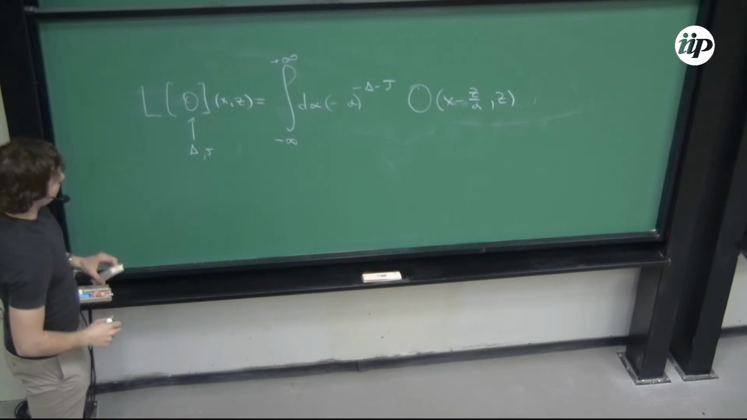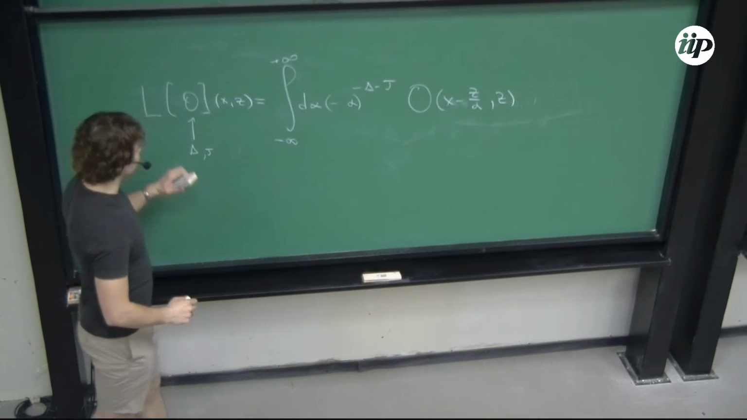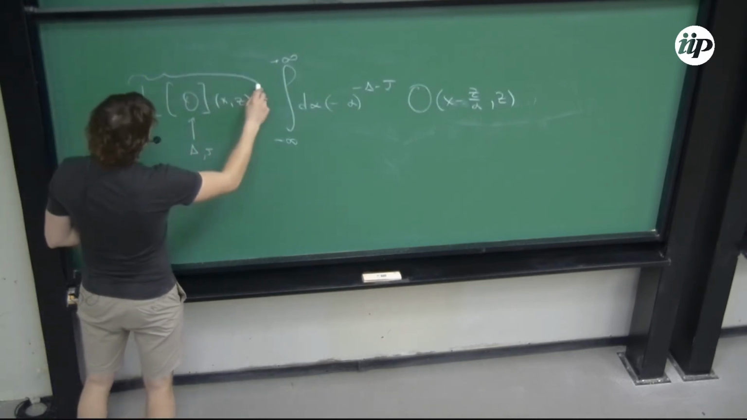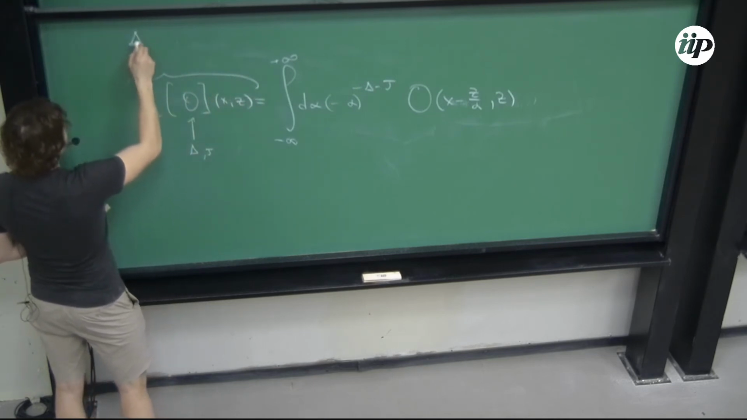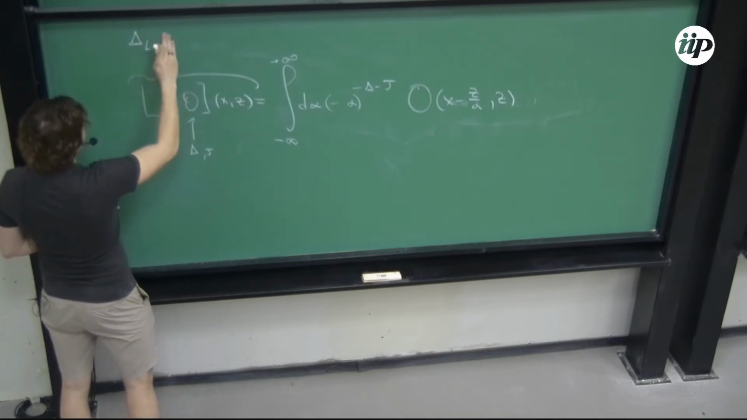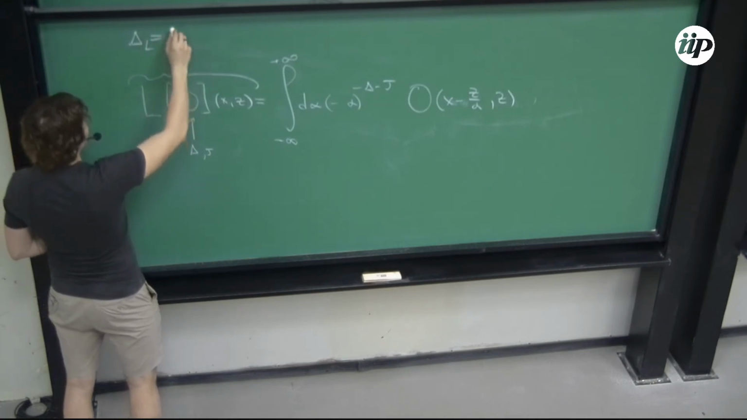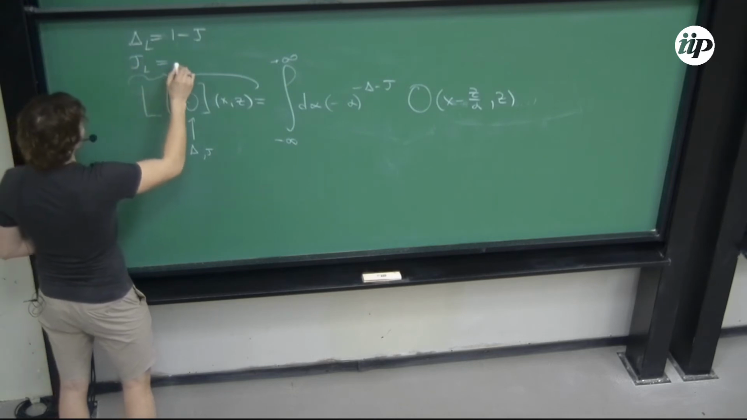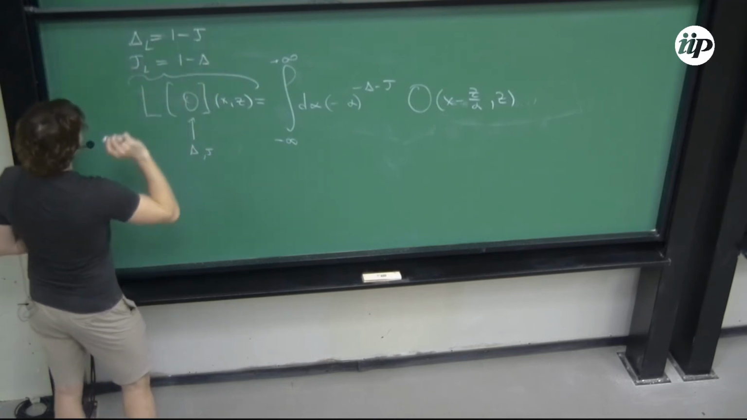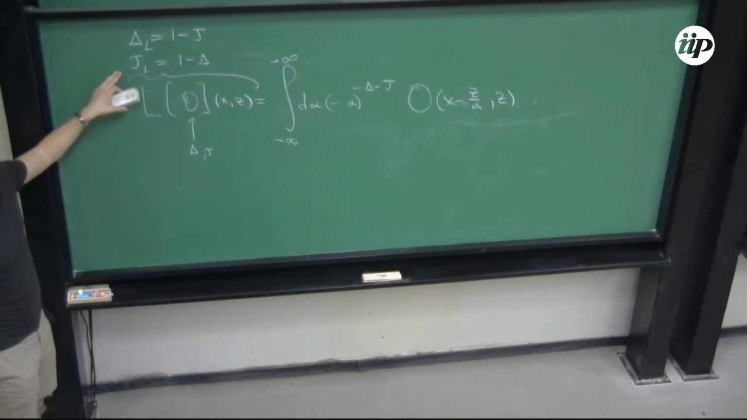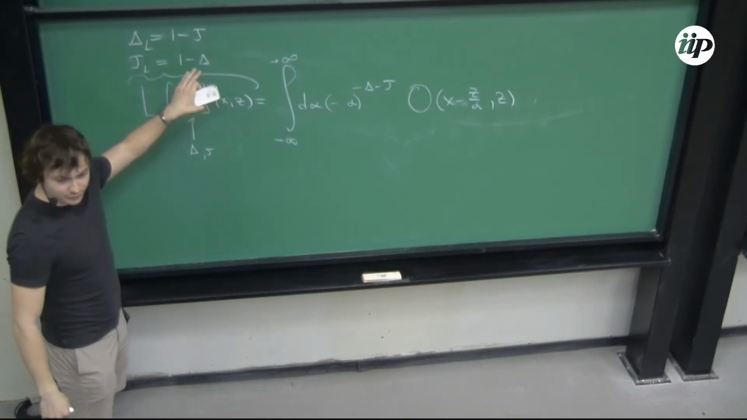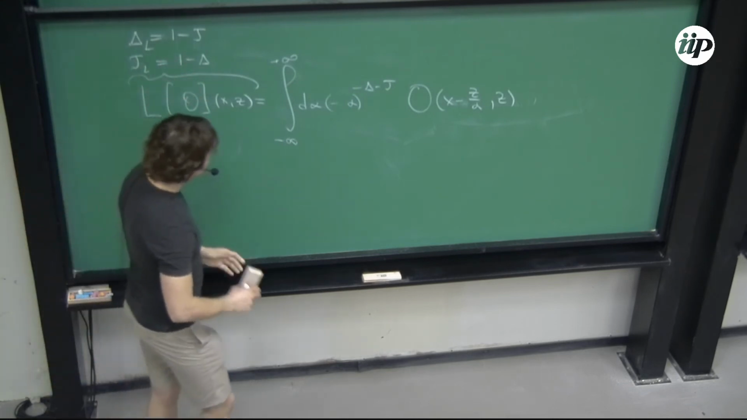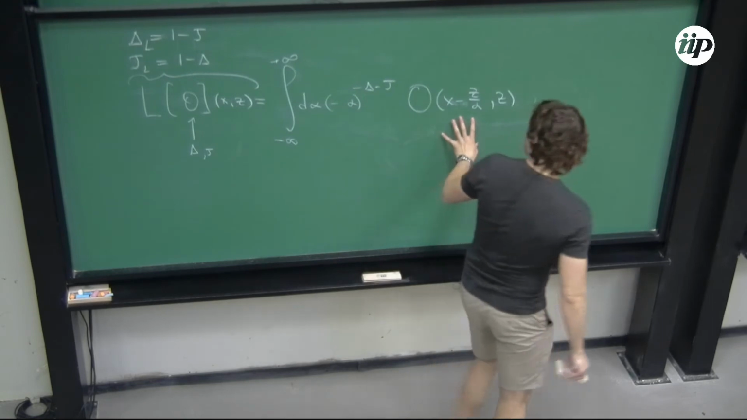So the claim is that after you do this integral, you get something which transforms like a primary, and the quantum numbers of this guy, which I'll denote by delta L and J L, are delta L equal to 1 minus j, and J L equal to 1 minus delta. You can immediately see that this is probably in the right direction because this is also the combination which appeared in conformal Regge theory.